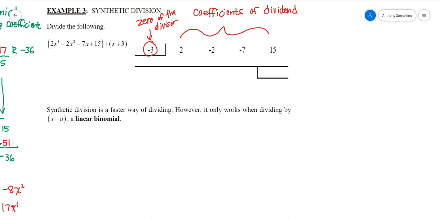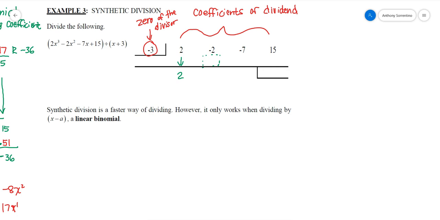Since x plus 3 is the expression, I have to think, what number would make that a 0? Well, negative 3 would. So that's what goes here. And then once I have this set up, how I carry this through is as follows. I start with this number up here, I bring it down below the line, and just say 2.